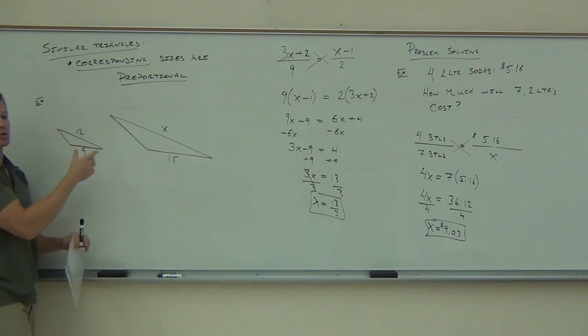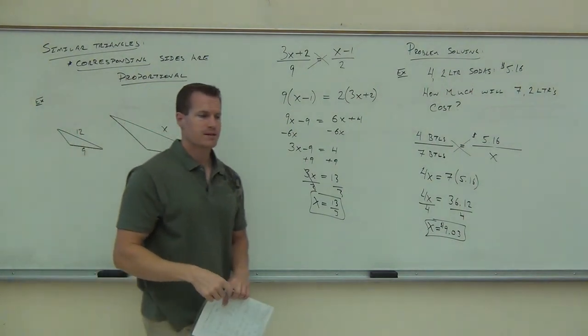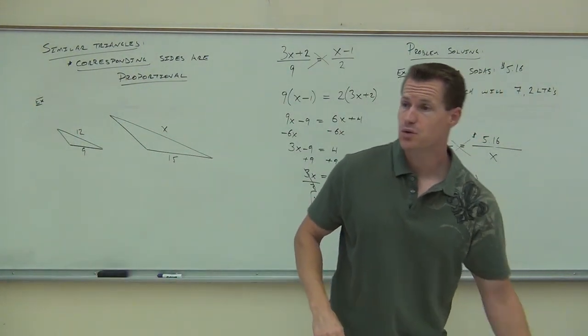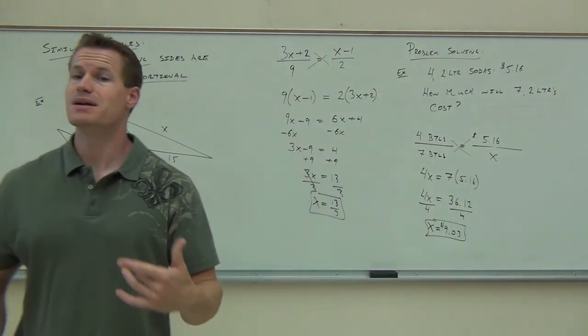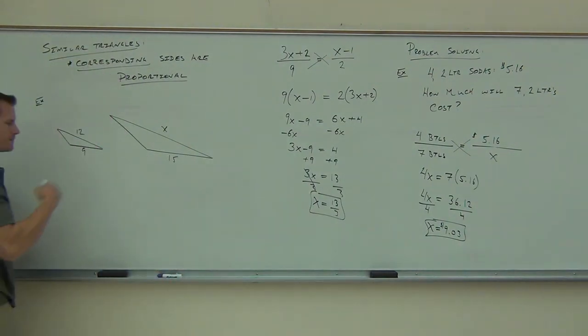So 9 and 15, those are corresponding. Blank side, and then 12 and x. What we know is that we can set up a proportion from these corresponding sides, and this allows us to find missing sides. That's kind of cool in geometry that you're able to do that. So here's how we do that.